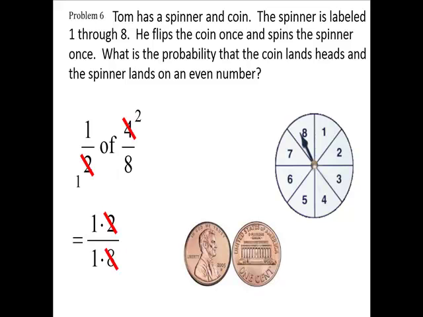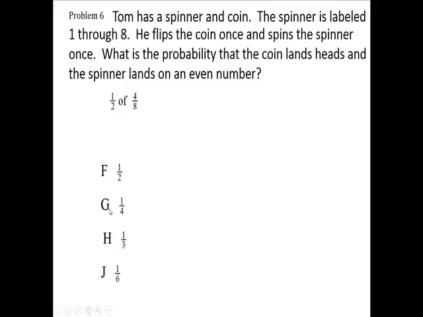Okay, I can divide this one by 2. 2 divided by 2 is 1. And 8 divided by 2 is 4. So now I have 1 times 1 and 1 times 4. 1 times 1 is 1. 1 times 4 is 4. So my chances are 1 in 4 of getting a heads and an even number in a spinner. 1/4. So of these 4 choices, I will pick G.